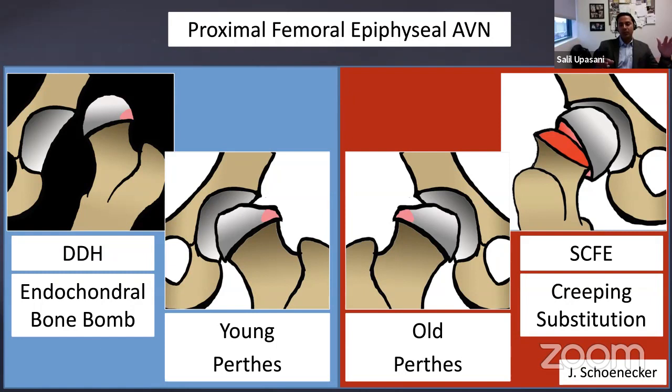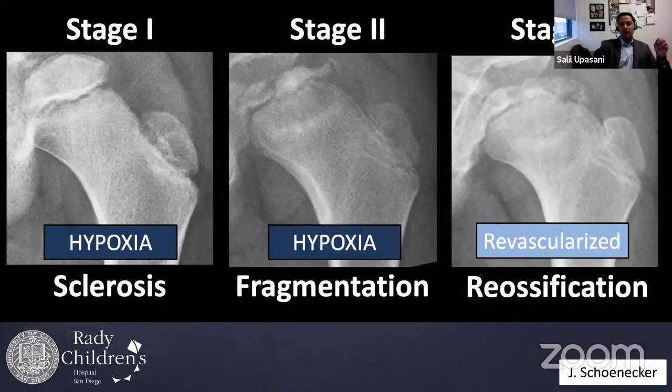If you get Perthes at a young age, you usually get very good femoral anatomy, as opposed to getting it at an older age, where you get lifelong, devastating changes inside of the joint. Now if we look at the different stages of Perthes in terms of sclerosis, fragmentation, and reossification, we need to think about what's happening to that femoral epiphysis in those different stages.